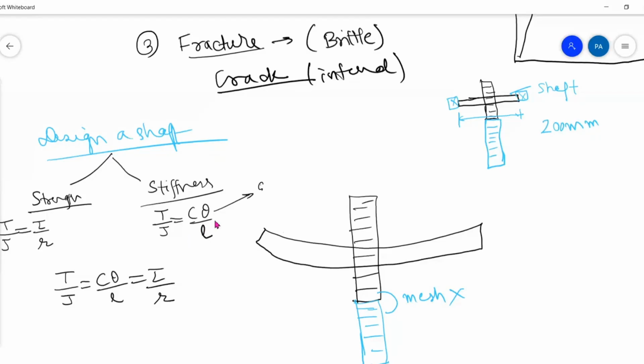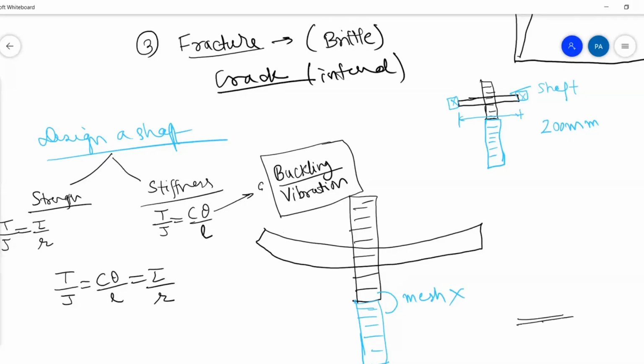And the shaft will no longer be of the same length, and what will happen? It can create either buckling or it can create vibration, because it is not stiff enough. So that is also considered as failure.